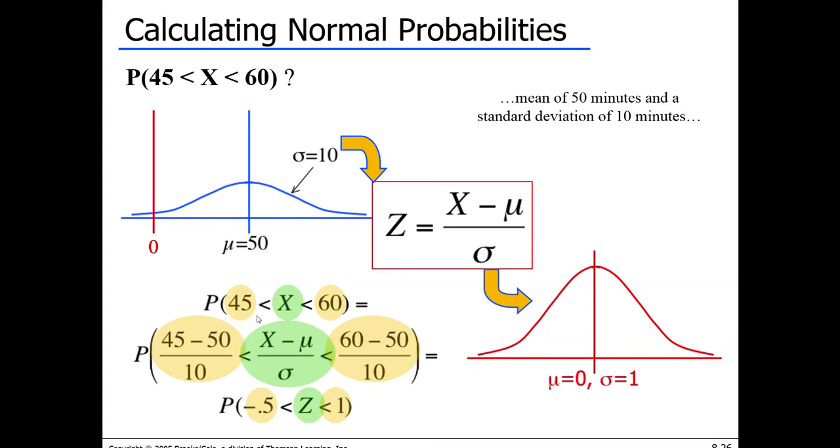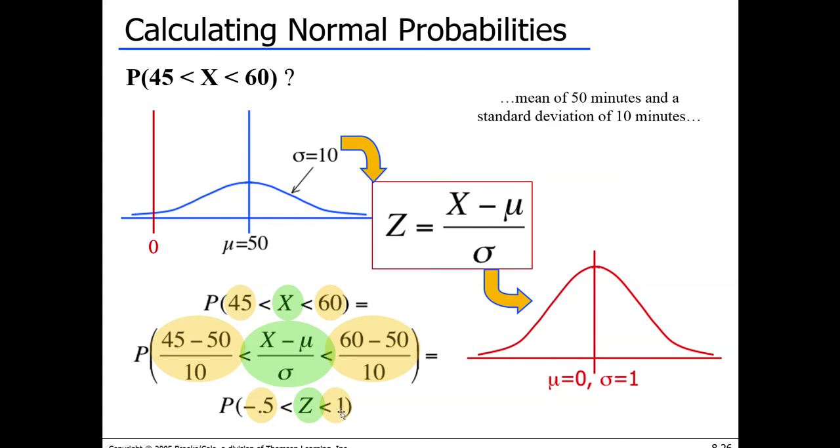So the probability that the normally distributed X is between 45 and 60 minutes is the exact same thing as asking what is the probability that a standard normal Z is between minus 0.5 and 1. Now it has nothing to do with the original problem; it's just about Z, a variable distributed as standard normal. It's not time anymore, it's a Z.